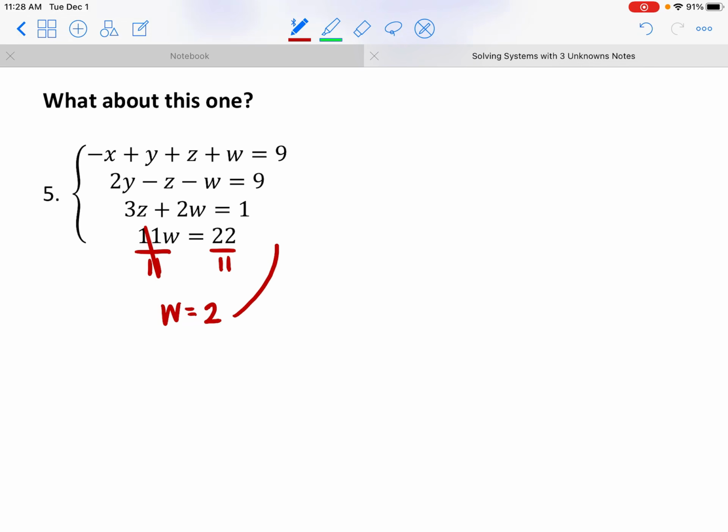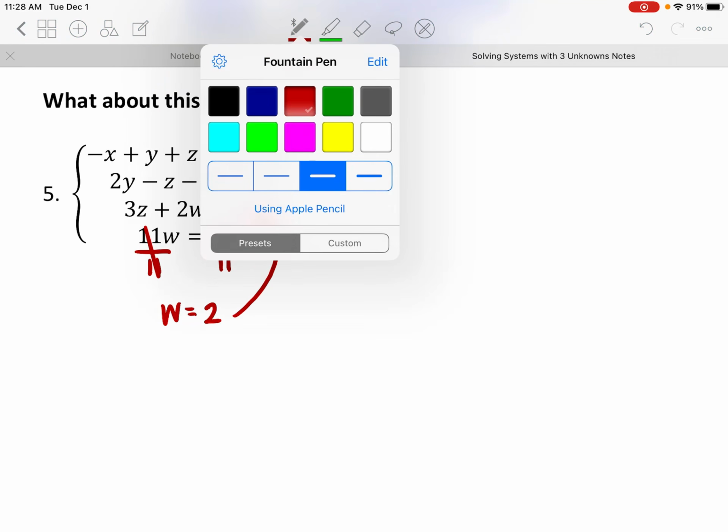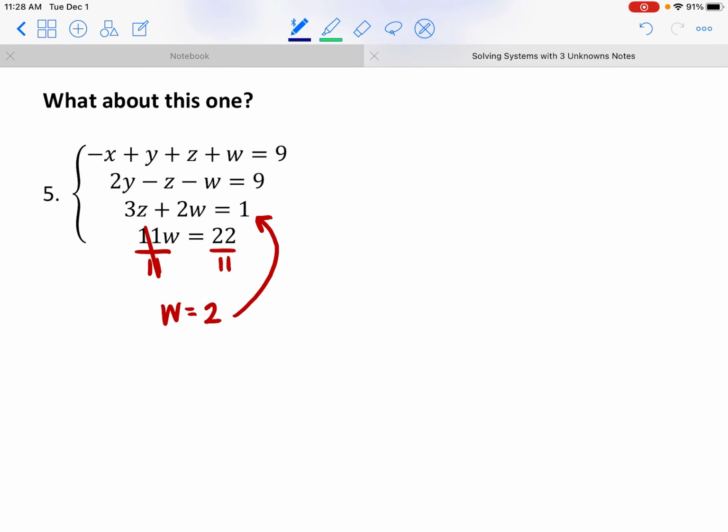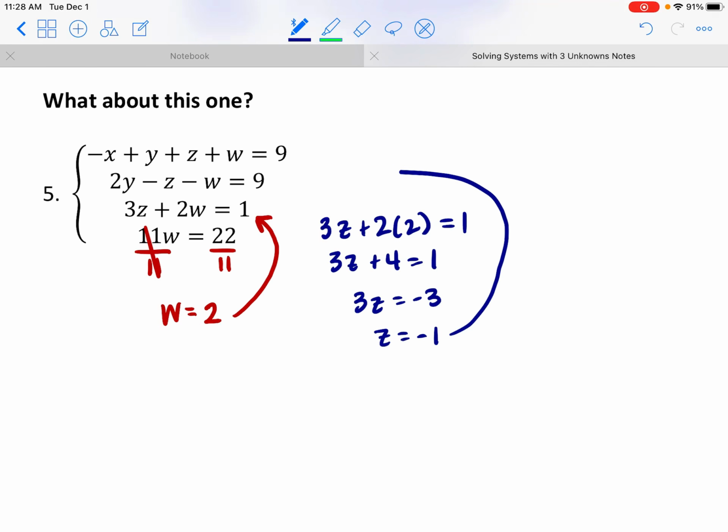And then I can take that 2 and plug it into the previous equation. So plugging into the previous equation, I have 3 times z plus 2 times w, which we just established was 2, that has to equal 1. So 3z plus 4 has to equal 1. So if I subtract that 4 over, 3z equals negative 3, and then divide, that means z has to equal negative 1.